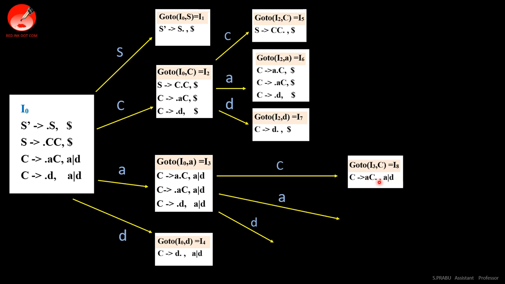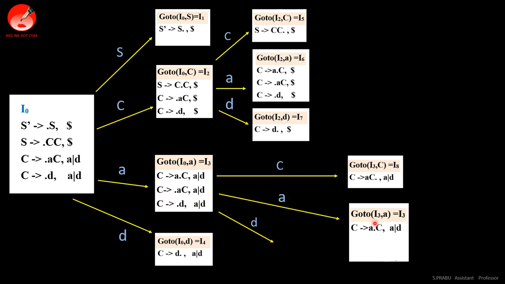This is the new set, so I named it I8. When I apply small a in the I3 set, I can get C tends to a dot C, and the look ahead symbols are a/d. For this capital C, I write the C productions here. The follow of capital C is a/d, so I write a/d here. These two productions are the same, so I write the set number as I3. In this case, I can get C tends to d dot, and the look ahead symbols are a/d. These two sets are the same, so I named it I4.